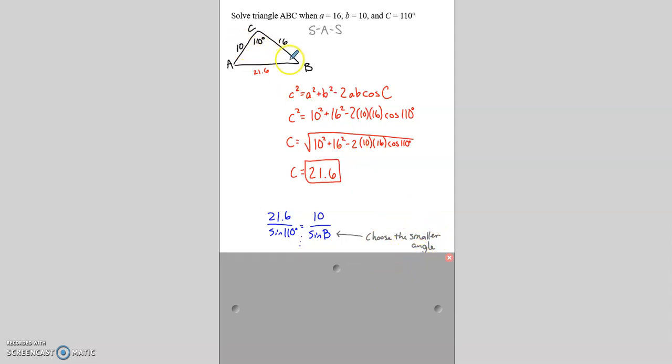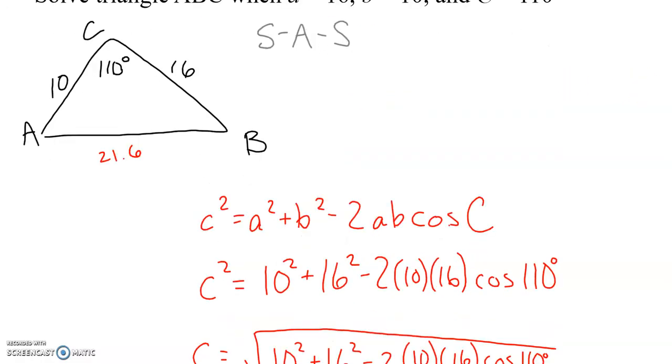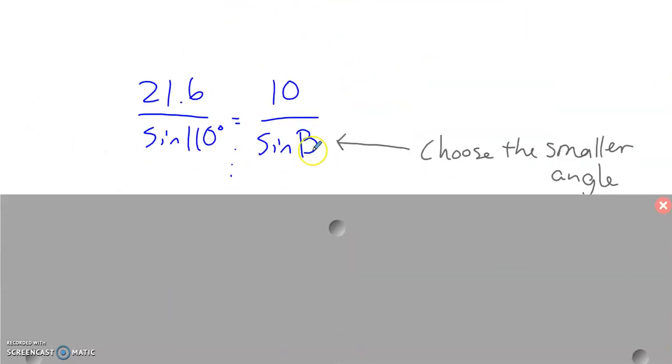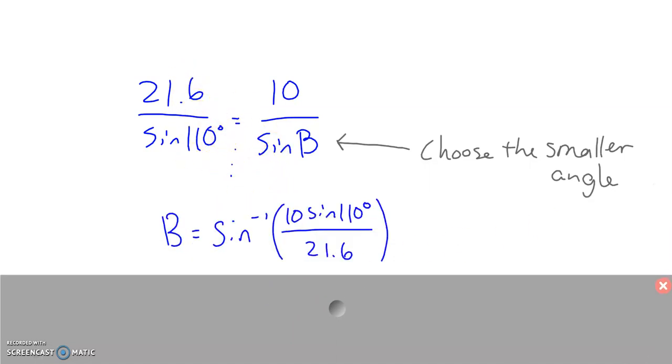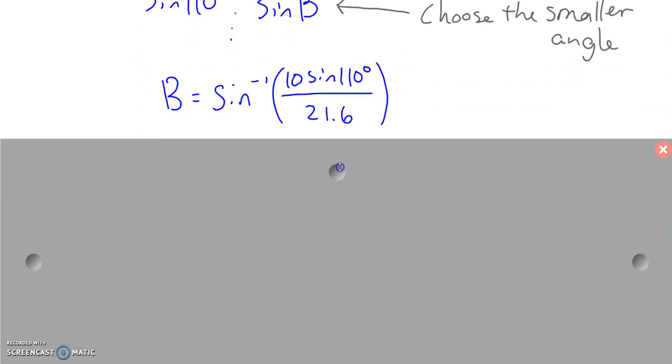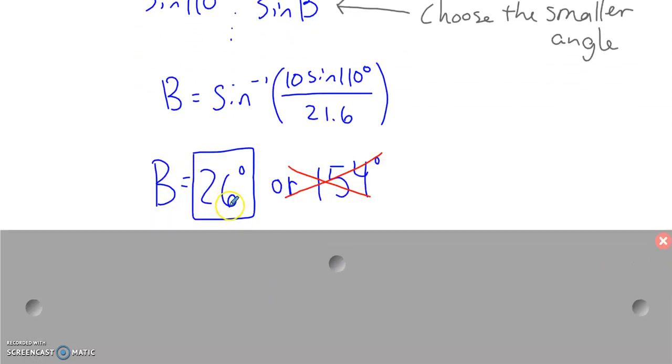Okay, so the smaller angle will be the one that's opposite the smaller side length. So at this point, I'm going to find angle B by doing 10 over the sine of B. I solve this equation, you cross multiply, divide by 21.6, and then do the inverse sine, and you get that. You type that into your calculator, and it gives you your solution, 26 degrees.